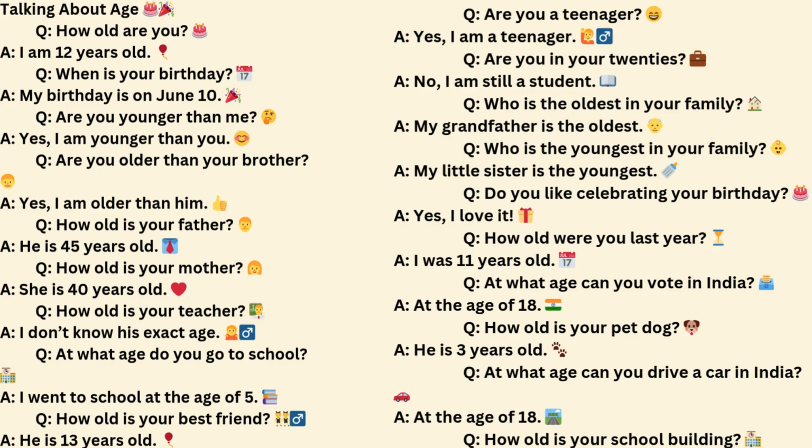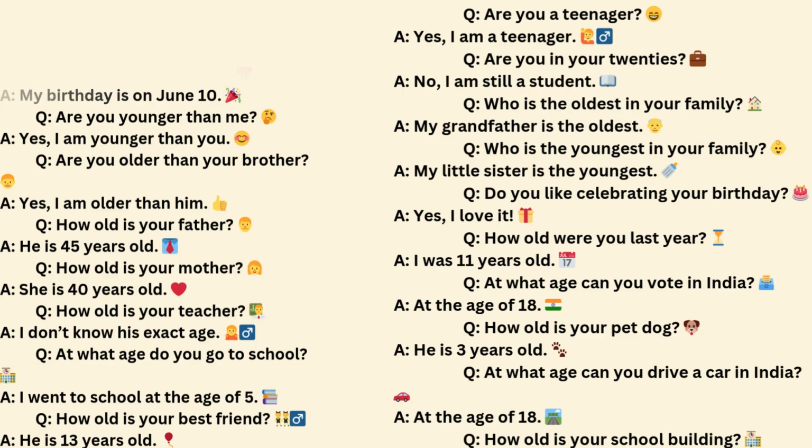Question: How old were you last year? A. I was 11 years old. Question: At what age can you vote in India? A. At the age of 18. Question: How old is your pet dog? A. He is 3 years old. Question: At what age can you drive a car in India? A. At the age of 18. Question: How old is your school building? A. It is 25 years old.